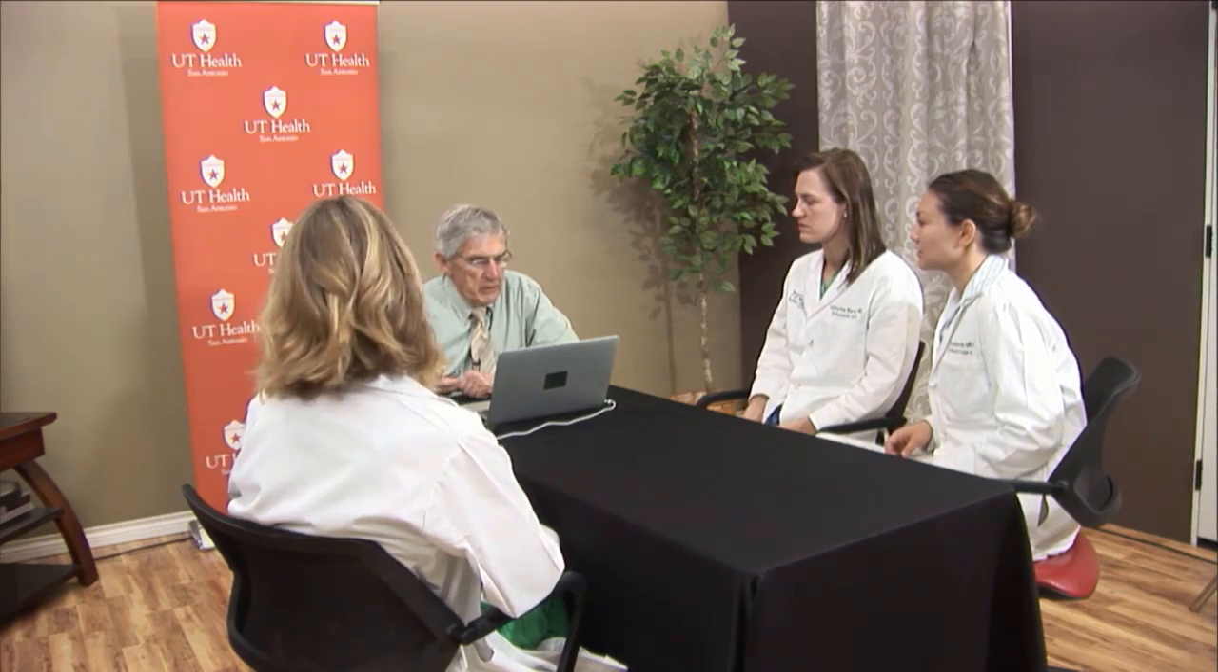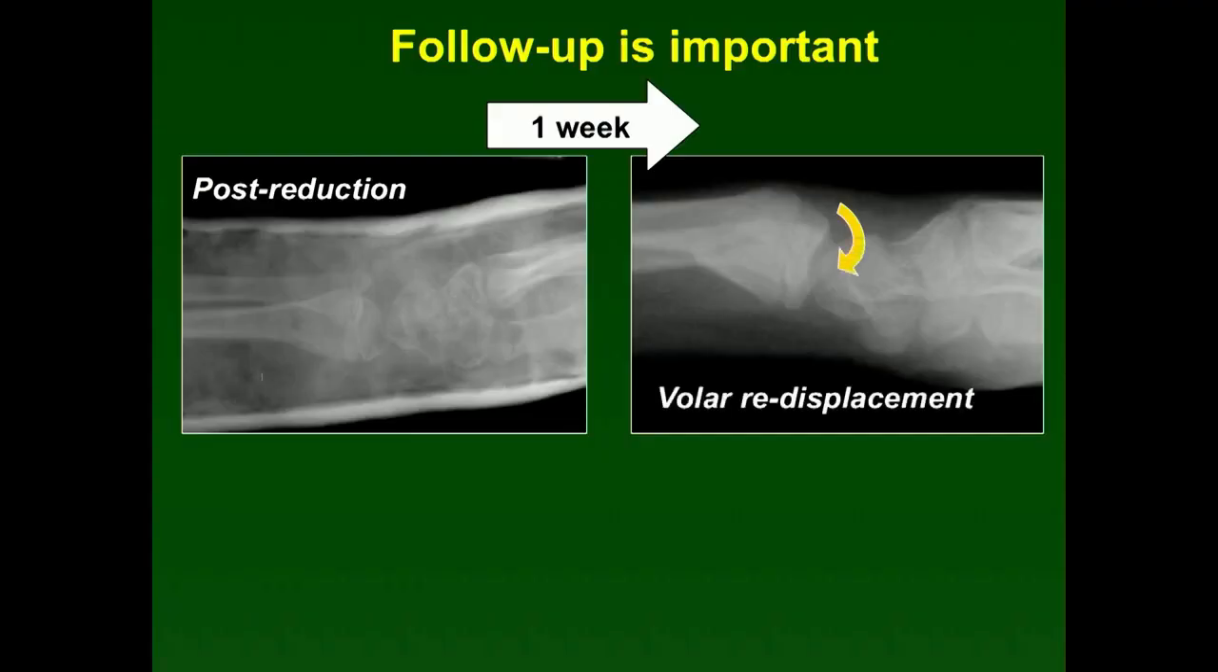It's not on the distal fragment. It usually ends up on the hamate and the pisiform is where the fracture is. So you don't have a good ability to really hold it. So here's this post-reduction. Came back in a week and it had fallen off.